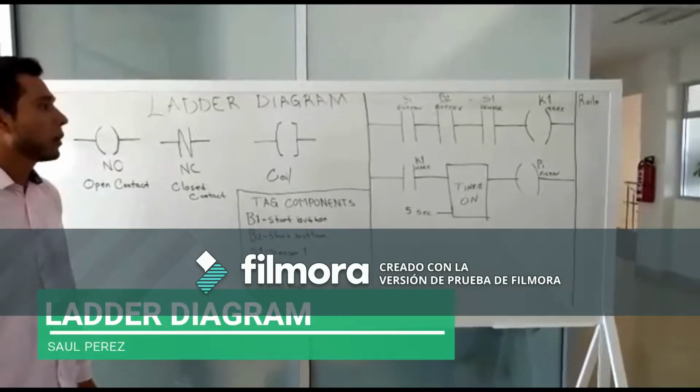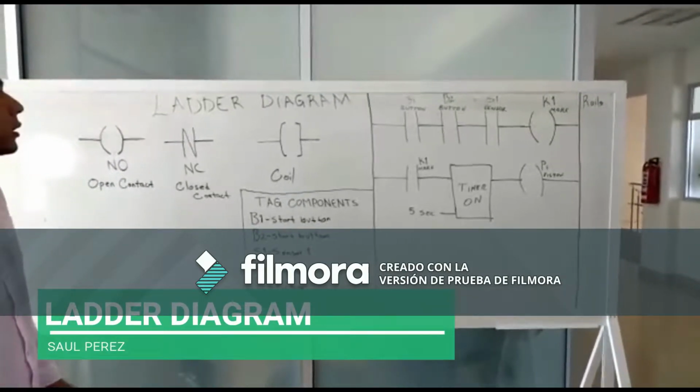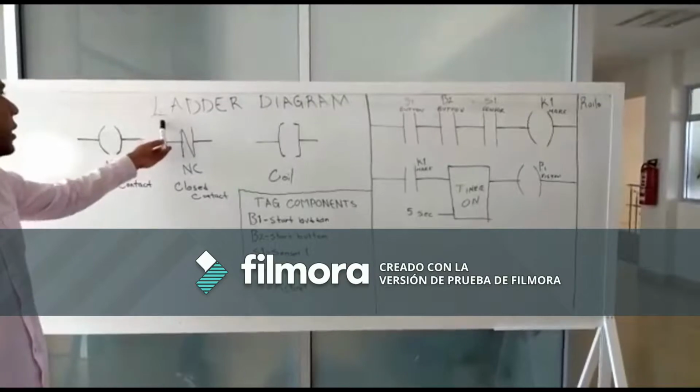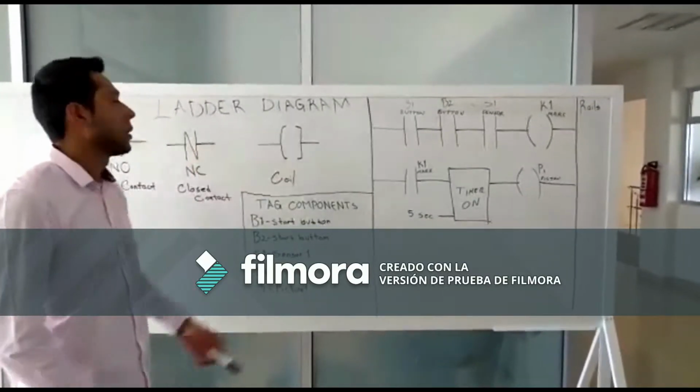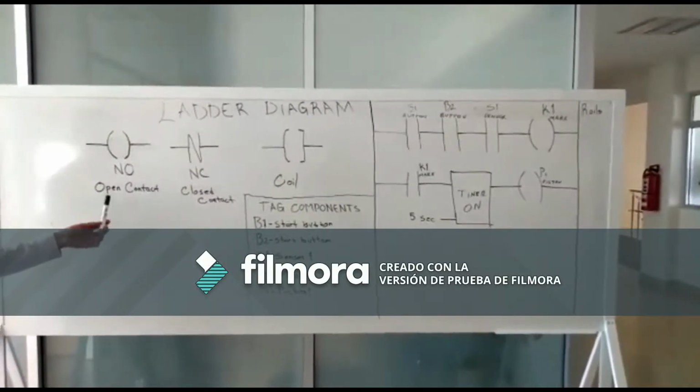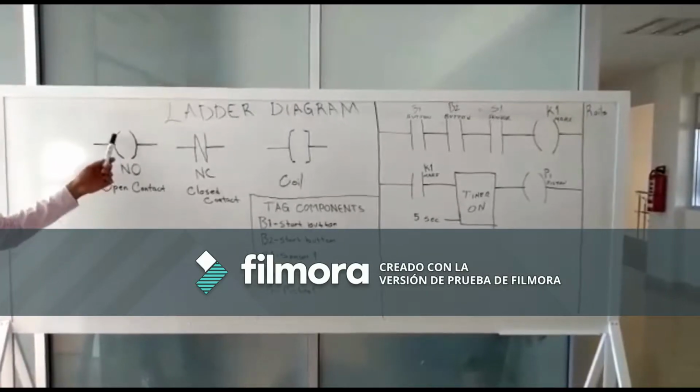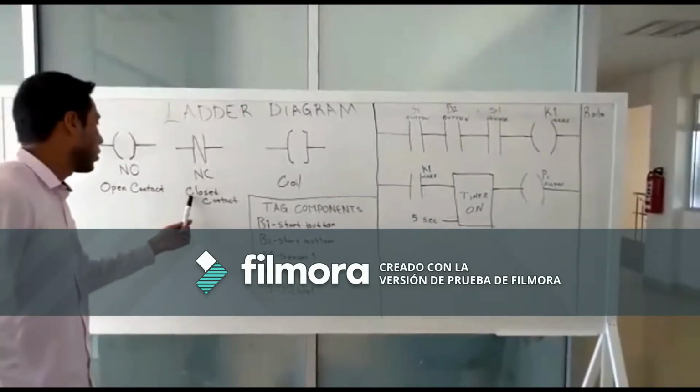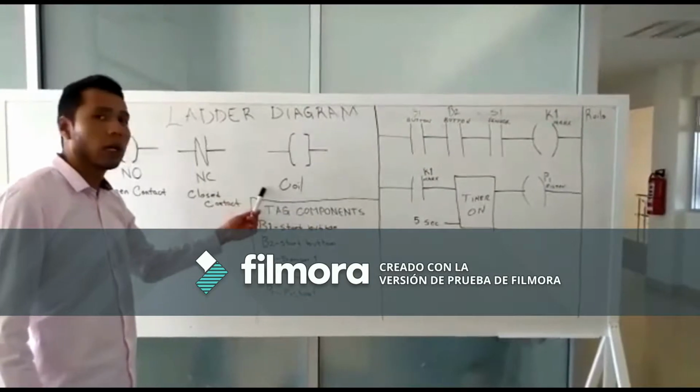The most common PLC programming language is called ladder diagram. In this program, we have an open contact, a closed contact, and a coil.